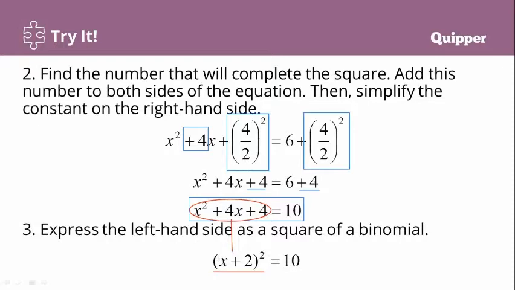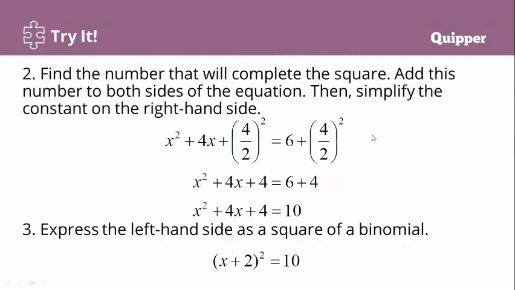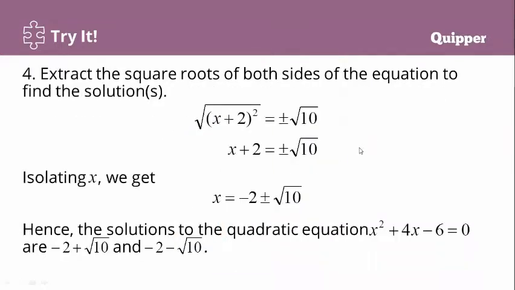So when we solve for this, the result will be x squared plus 4x plus 4. We need to apply the next step. Extract the square roots of both sides of the equation to find the solutions. We're going to get the square root of both sides. So we have the square root of x plus 2 squared is equal to positive negative square root of 10, because the value of k is greater than 0. So we need to use the positive and negative square root of that number.